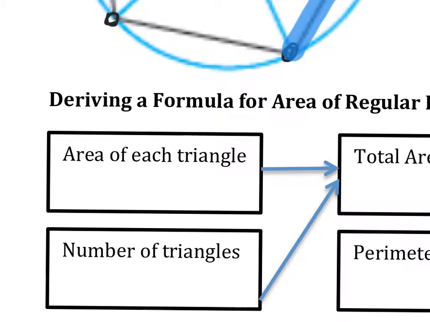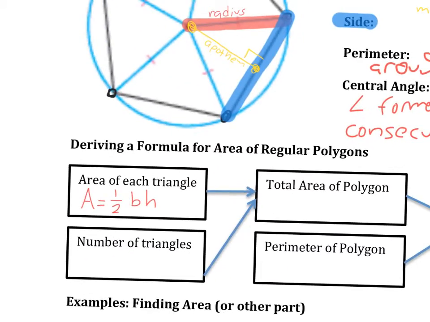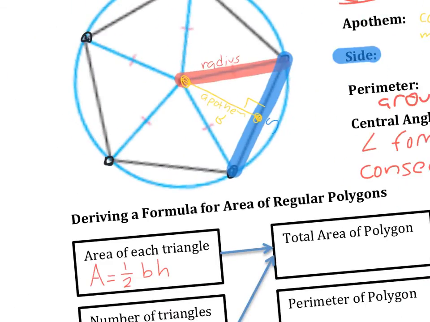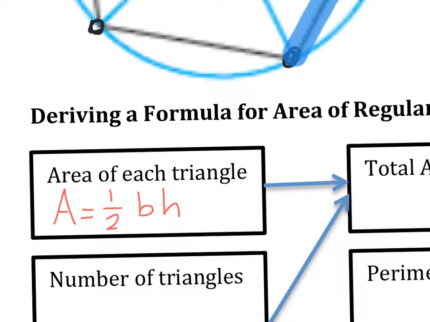All right, so the area of each triangle is area equals 1/2 base times height. But if I just look at this triangle right here, my height of the triangle is the apothem, so let's use a small a there. And notice that my base is one of the sides. So I'll put s there for side. So I can substitute in here to say 1/2 the apothem times a side.